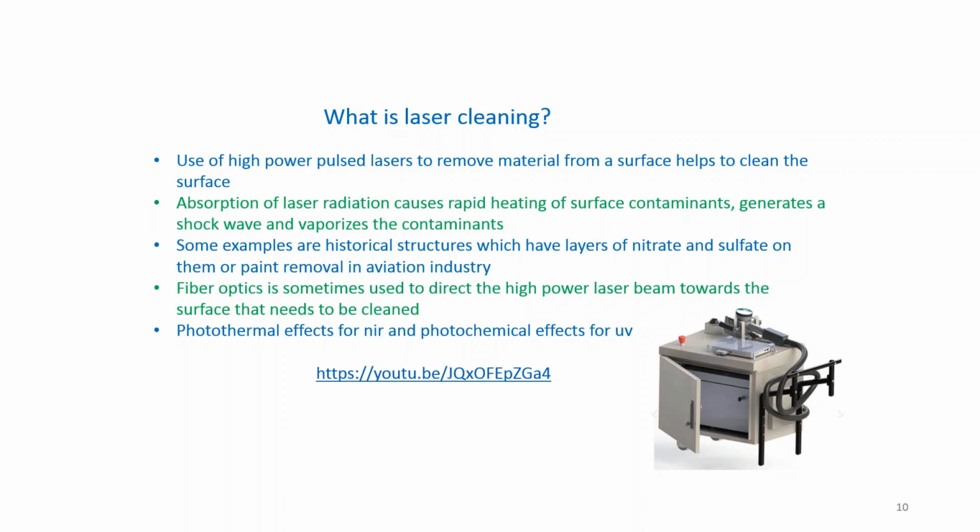Okay, so these surfaces sometimes could collect rust and layers of sulfate and nitrate, for, say, historical monuments, or maybe the paint on an airplane needs to be redone because it's coming off. So you need to repaint that. We use laser ablation as a way to clean the surface. It's called laser cleaning. The photothermal effects for near IR and photochemical effects for UV lasers are responsible for this cleaning.